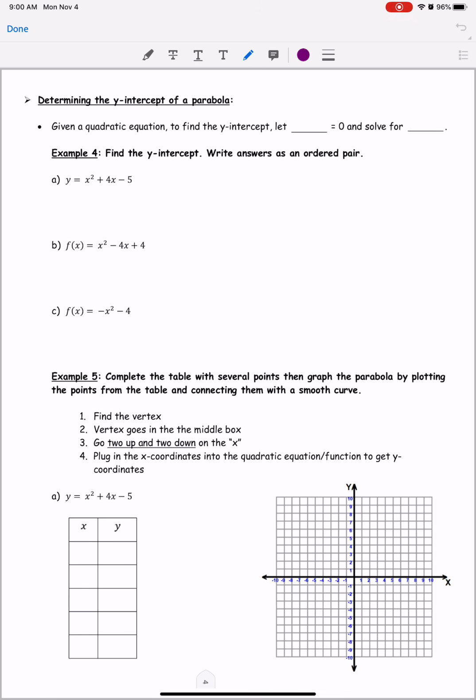So again, just like on linear equations, and opposite of finding the x-intercept that we just did, when you're given a quadratic equation, to find the y-intercept, we are now going to let x equal 0 and solve for y or f of x. You will always have a y-intercept.